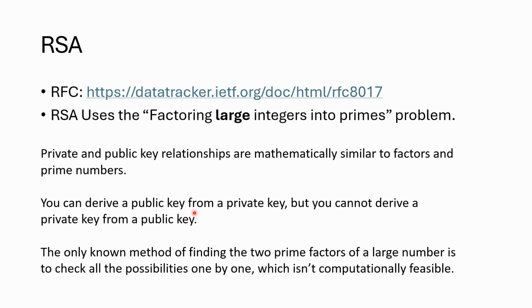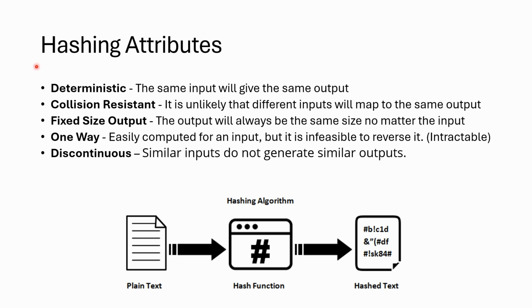You can derive a public key from a private key, but you cannot derive a private key from a public key. The only known method of finding the two prime factors of a large number is to check all possibilities one by one, which isn't computationally feasible. I hope that makes sense. On to hashing now. There are 5 attributes of hashing, sometimes 4, depending on what resource you're looking at, but I like these 5 here.